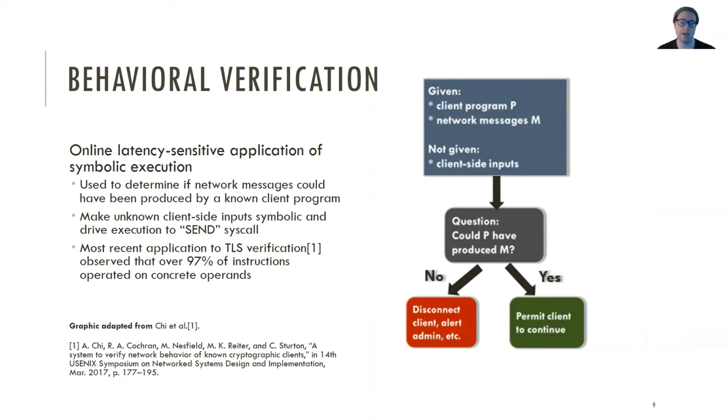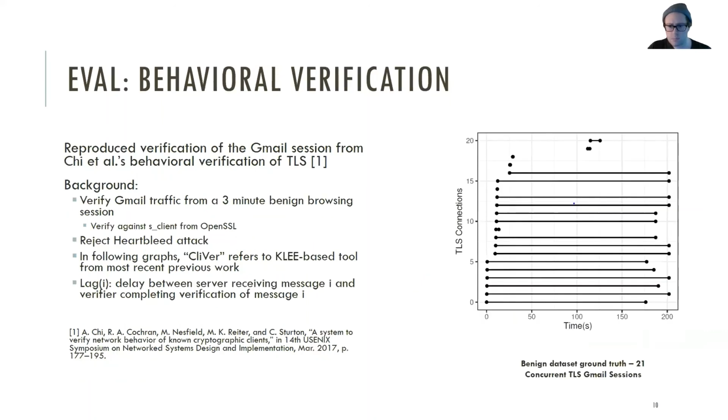And the tool symbolically executes the known program P by making its unknown, perhaps client-side inputs symbolic, and trying to drive execution to a line of code in P that would be, for example, a send syscall that transmits the observed message. So interestingly, the most recent work on behavioral verification, which applied the technique to TLS client verification, found that over 97% of the instructions executed during the verification actually operated completely on concrete data. And that's part of why, as we'll see shortly, TASE improves the performance of behavioral verification for TLS.